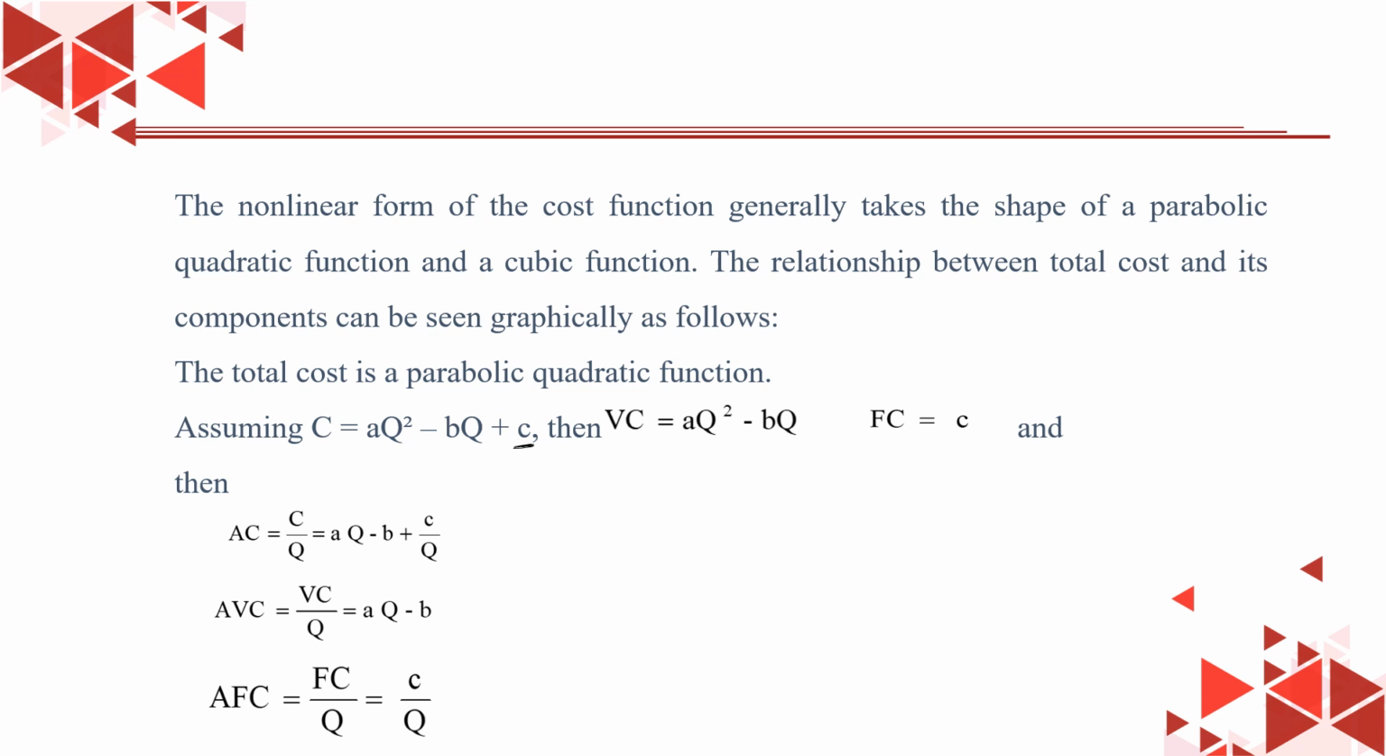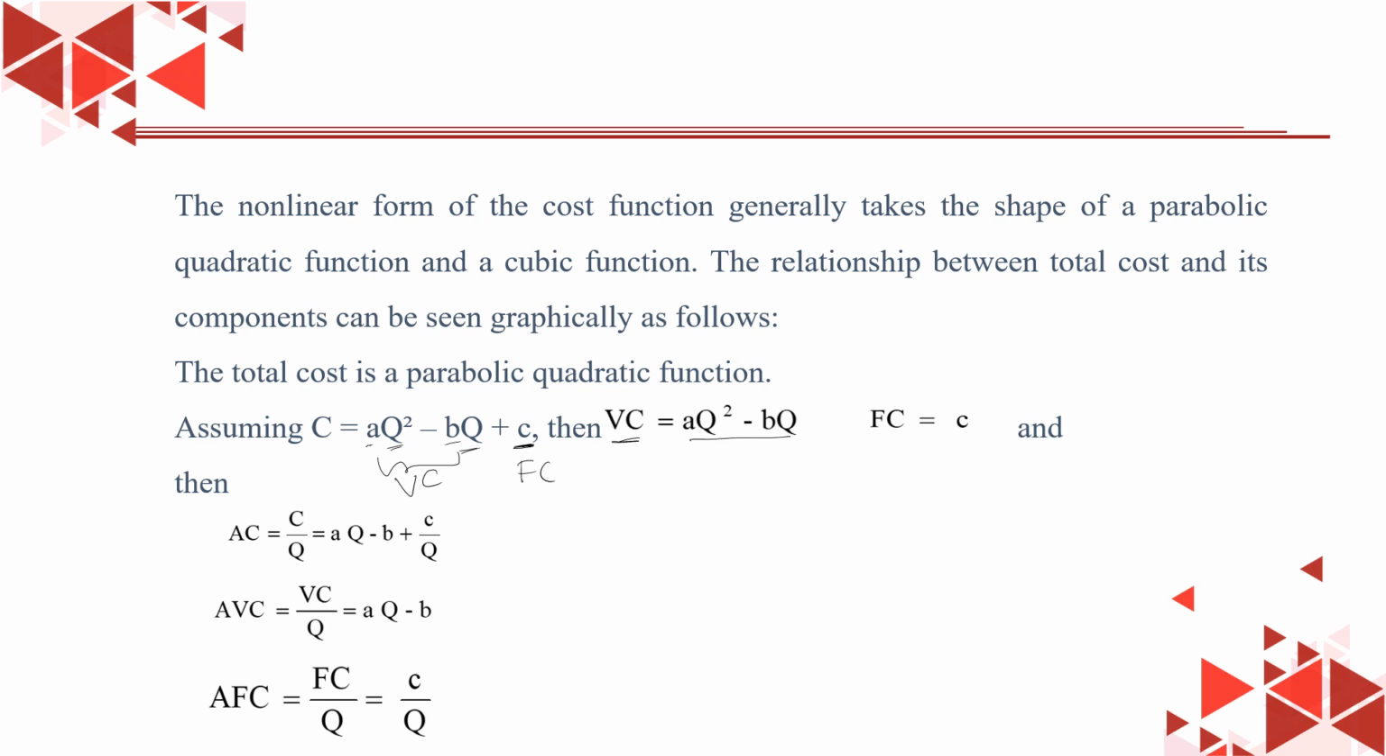So it means that it does not vary along with the Q. So this is a fixed cost. And this one has a Q beside the coefficient over here, so this one is the variable cost. That's why variable cost is defined here as aq quadrat minus bq, and the fixed cost is the c.